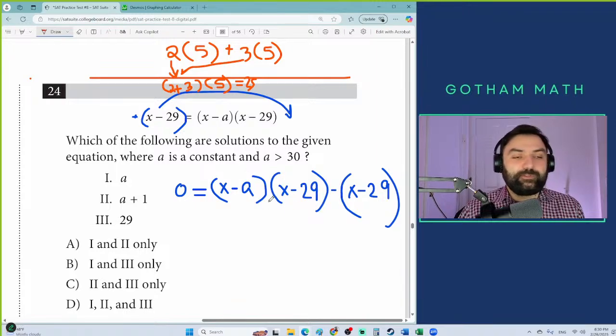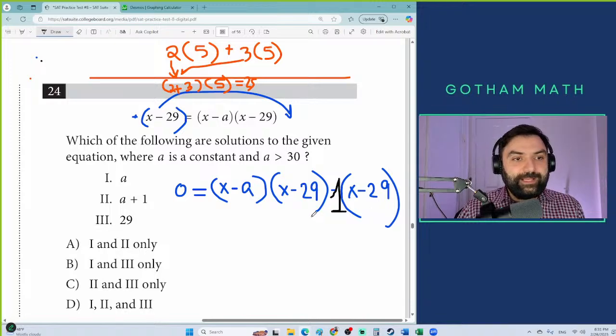But how can I do that? The only thing is that here it's much more complicated. Here, in our case, let me do it black so you can see. So our 5 kind of is x minus 29. And in front of the first x minus 29, we have x minus a. But in front of the second x minus 29, we don't have anything. But in math, we don't really say we don't have anything. We have a 1, and it's going to be minus 1.